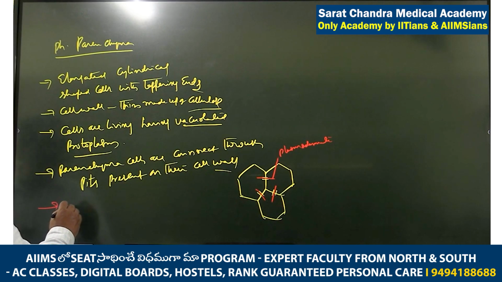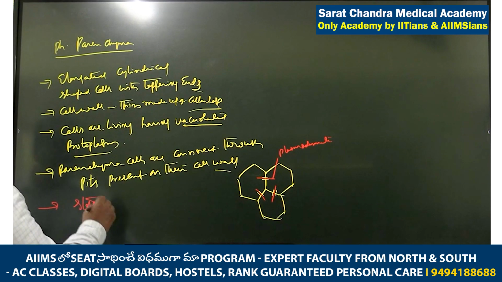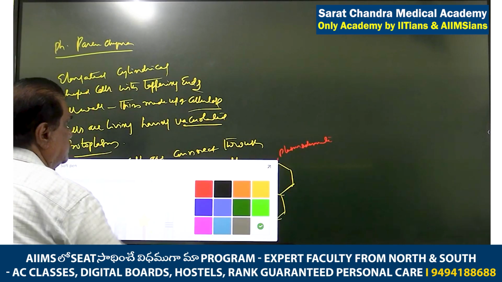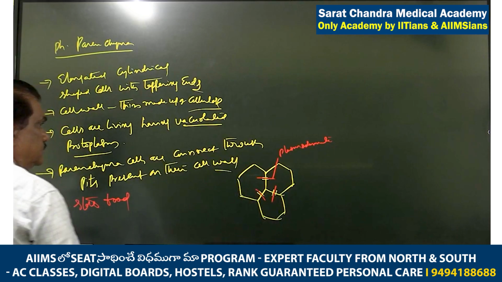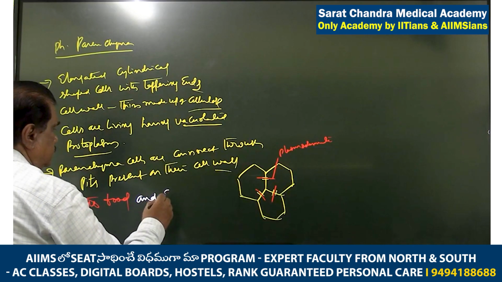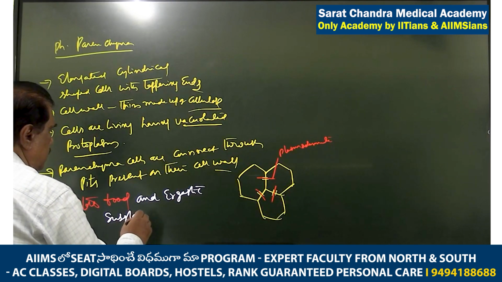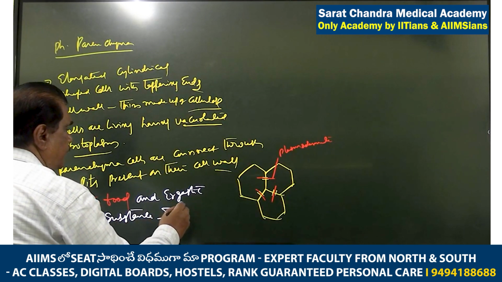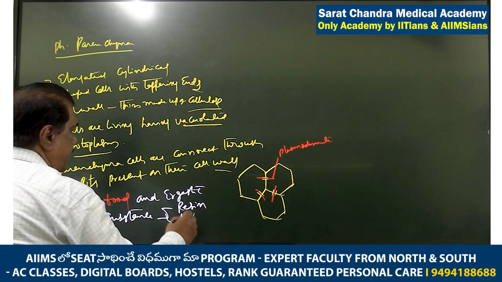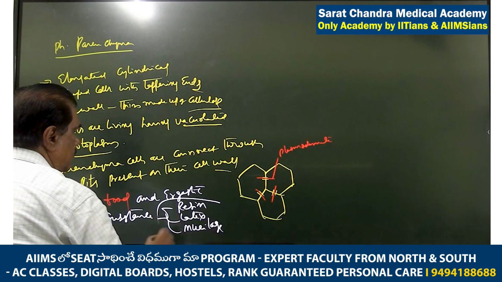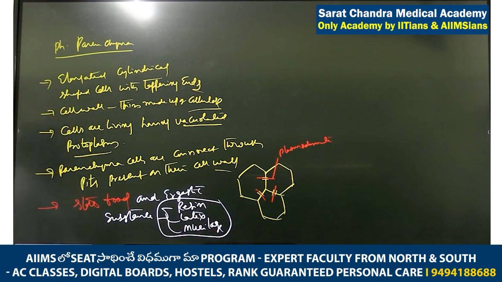The phloem parenchyma cells also store food materials, and ergastic substances like resins, latex, and mucilage. The phloem parenchyma cells also store secondary metabolites like resins, latex, and mucilage.